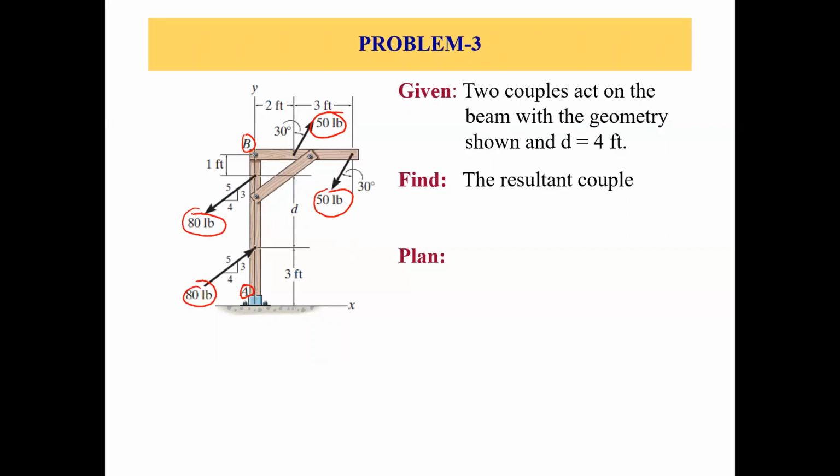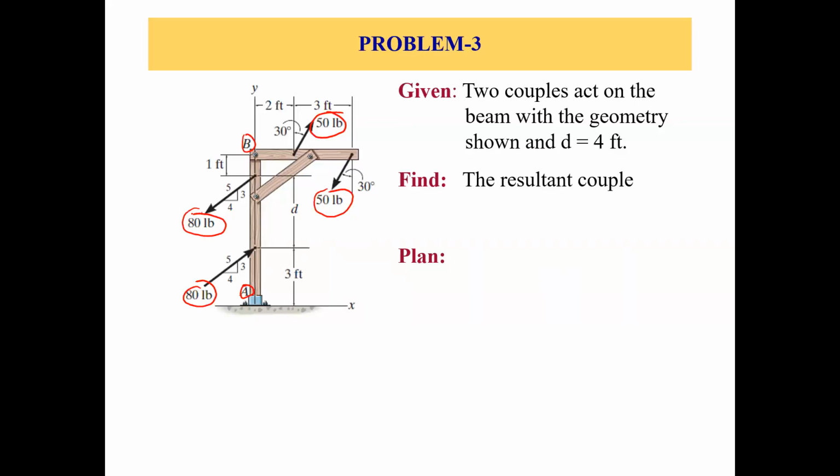So what is given in this statement? Let's read the statement. Two couples act on the beam with the geometry shown, and D equals 4 feet. So the perpendicular distance between the forces is given as 4 feet. We need to find the resultant couple.